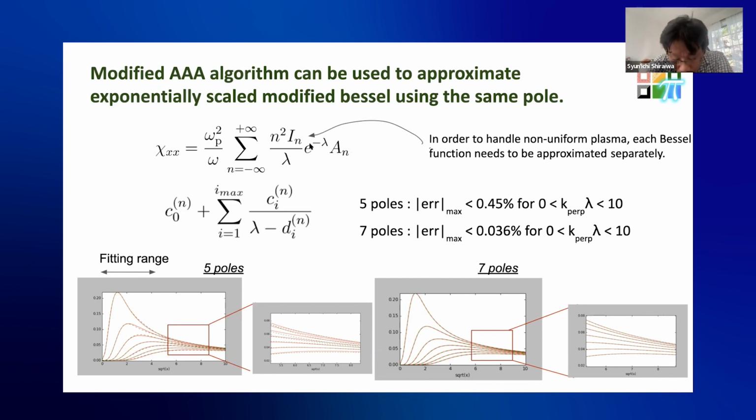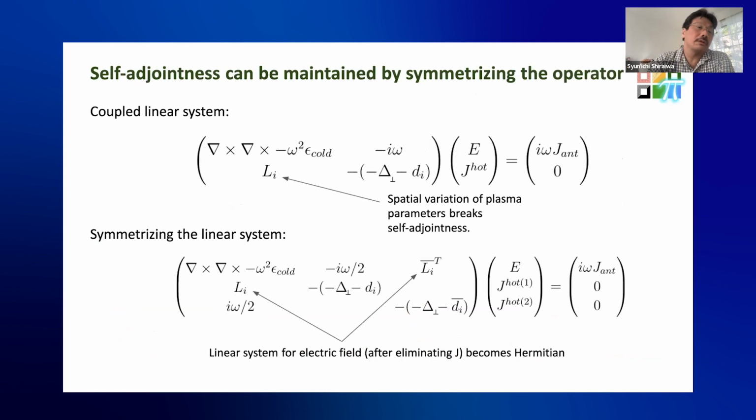And therefore, there's an algorithm called the modified AAA algorithm, with which we can expand many of the Bessel functions using the same roots. In fact, this compares two cases. One is expanding the 7 Bessel functions using 5 poles, and this one is the same thing but using 7 poles. And pretty much all the terms, a very good approximation is achieved using only 5 to 7 poles.